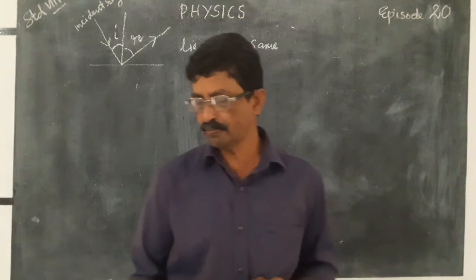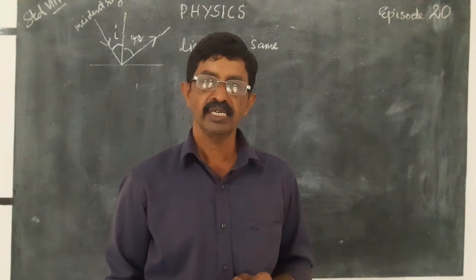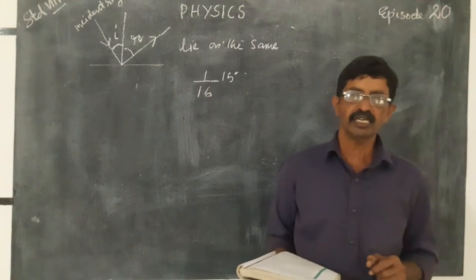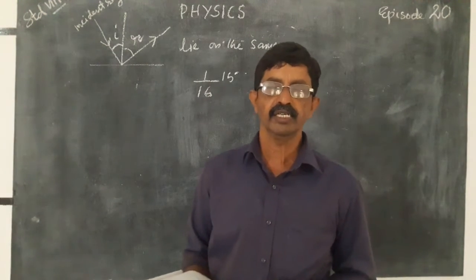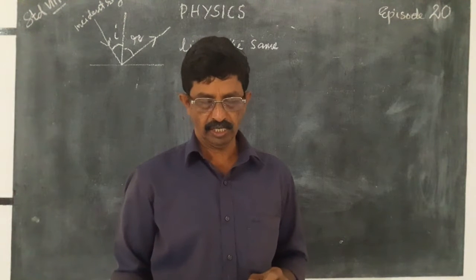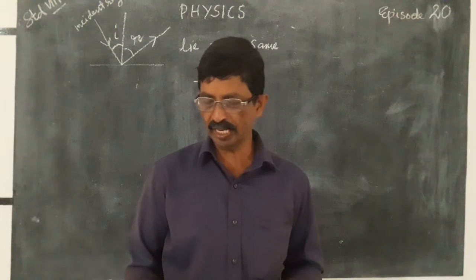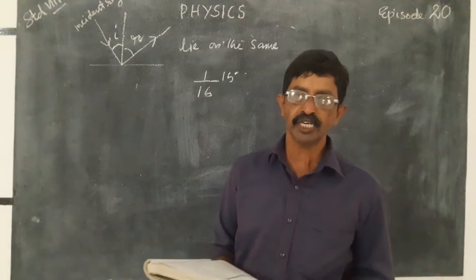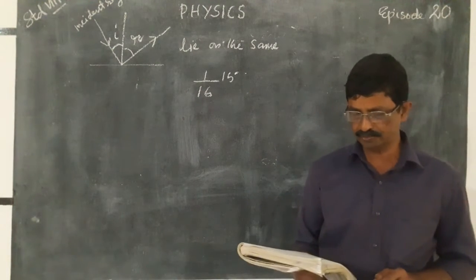Next, piece of paper. In the case of a piece of paper, it is not a smooth surface, so diffuse reflection also takes place there.